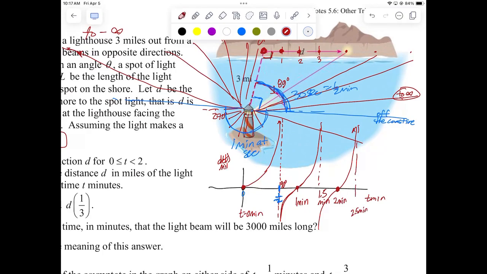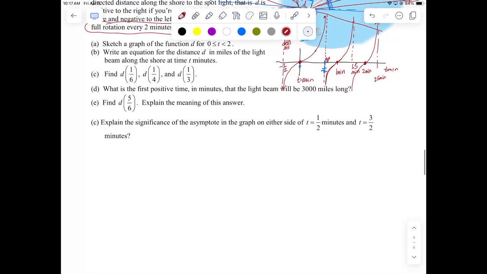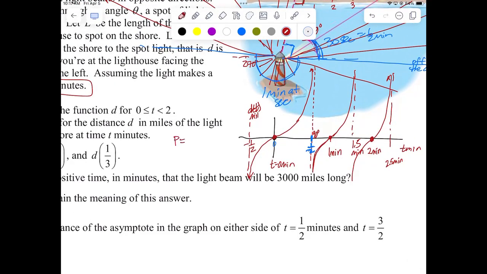We can even go back in time, can't we? Like before we started our stopwatch, that thing was probably still rotating. I can extrapolate backwards now, and there would be another vertical asymptote over here at -1/2, so on and so forth. So let's come down here where our equation is. We need to write the equation. Let's do it right here, actually. The period is 1 minute.